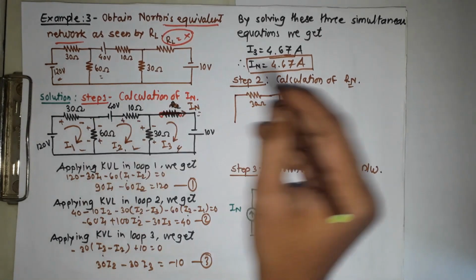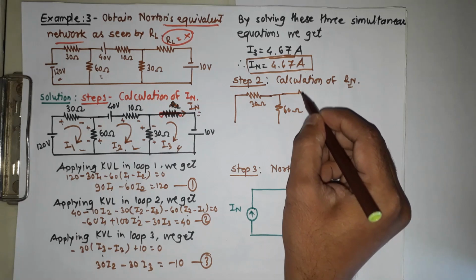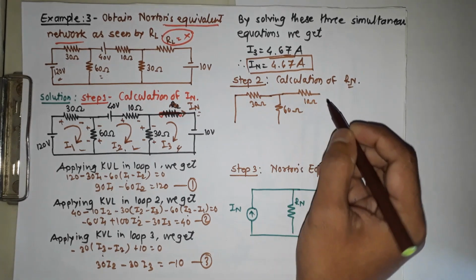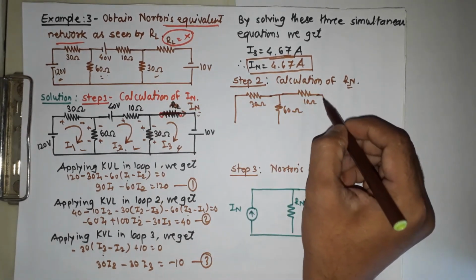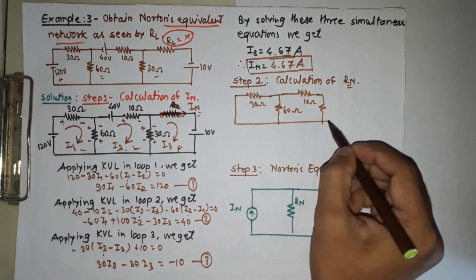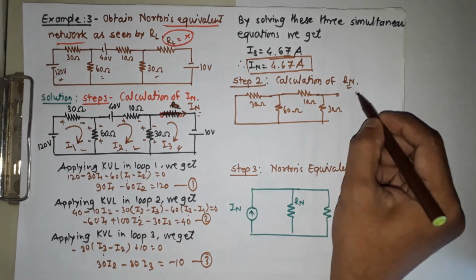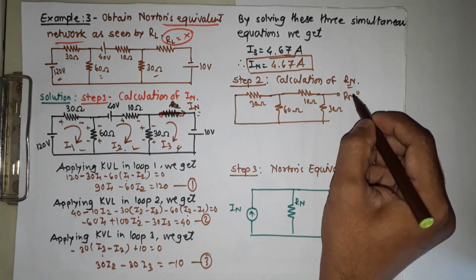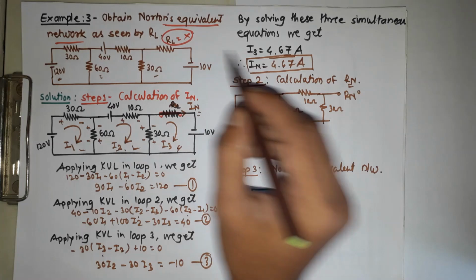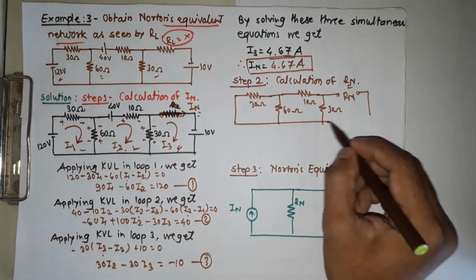resistance as it is, then this 40 will be short circuited, then here it is a 10 ohm, here it is a 10 ohm, then this 30 ohm as it is, here it is a 30 ohm, then this load resistance will be open circuited, and here we are finding the Norton's resistance. This 10 volt will be short circuited.